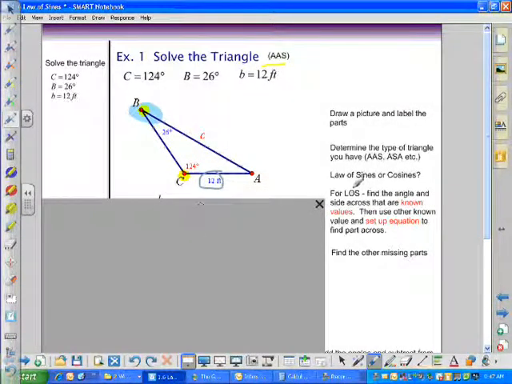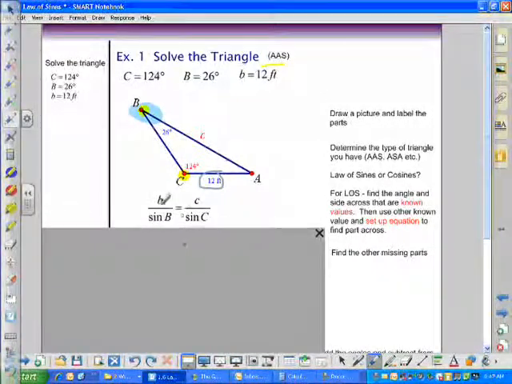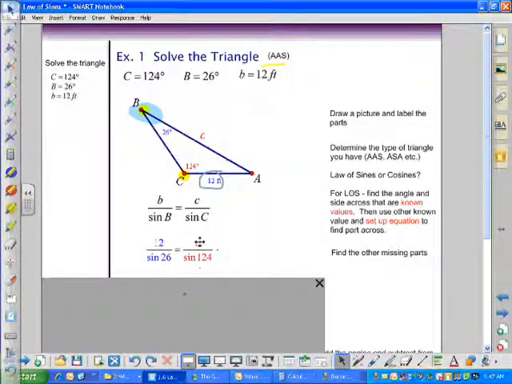Then we're going to use the other known value, angle C, to set up an equation and find the part that's across from C. So we know angle C, and we're going to use that to find side C. Here's how the setup looks. We know that B over sine B is equal to C over sine C. So let's plug in the values: 12 divided by the sine of 26 is going to equal C divided by the sine of 124.